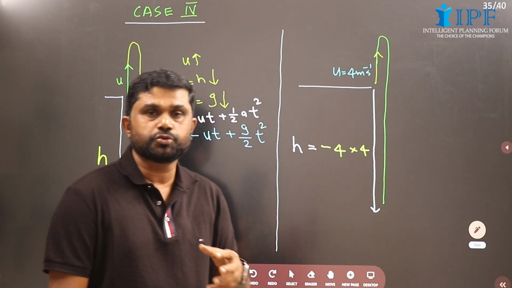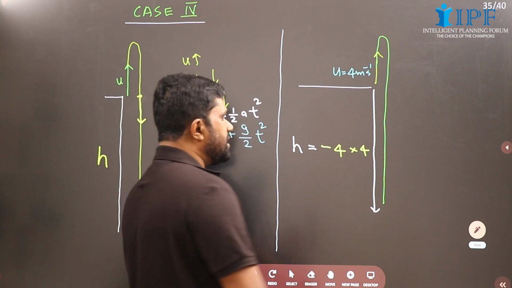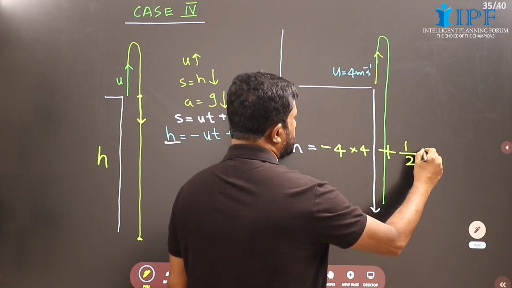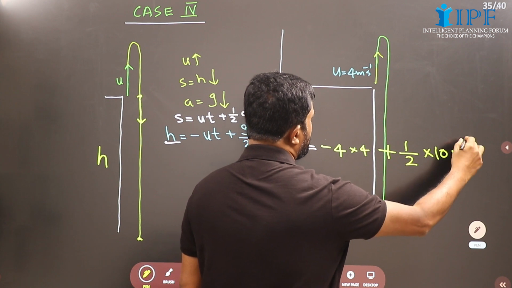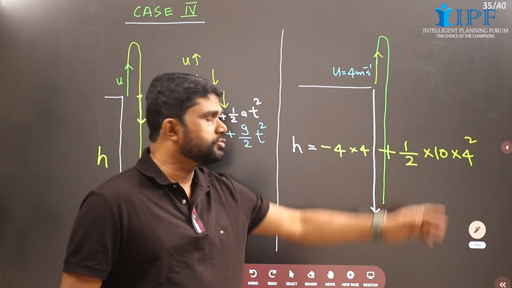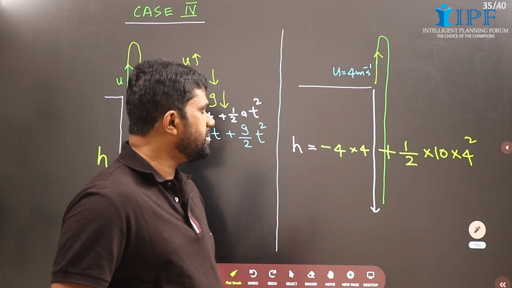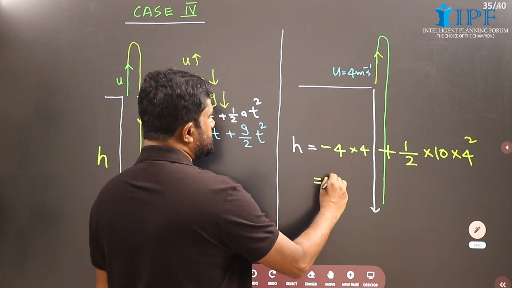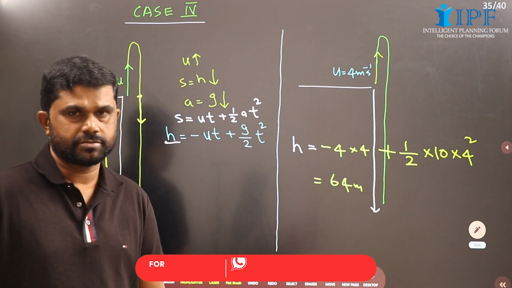Acceleration is that due to gravity, it is directed downwards and must be taken as positive. So this is plus half. Then g is 10 and time will be 4 square. 4 square is 16, into 10 will be 160, by 2 will be 80, and this will be 4 into 4, 16. 80 minus 16, it will be 64 meter. That is the height of the bridge.